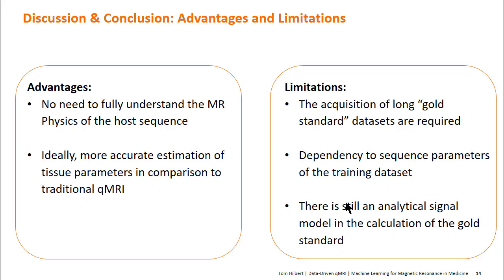Just to summarize the advantages and limitations of this method. The advantage is that you basically don't need to understand the MR physics of your host sequence in order to do quantitative mapping. And this might ideally result in more accurate values, especially for sequences which are rather complicated. Obviously, this has limitations. We require a gold standard data set, and we depend on our training data set. For example, if you would change the delta TE or other sequence parameters in our sequence, the model would not fit anymore. And there's still an analytical model within the gold standard value, and the gold standard might not be true anymore.